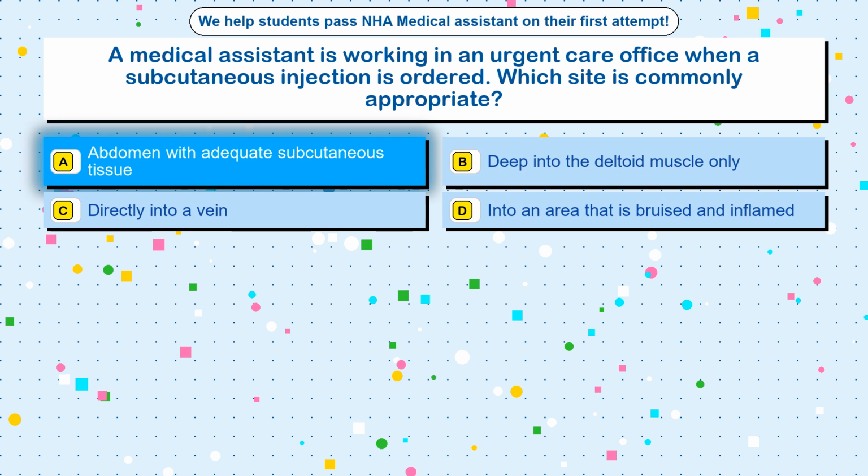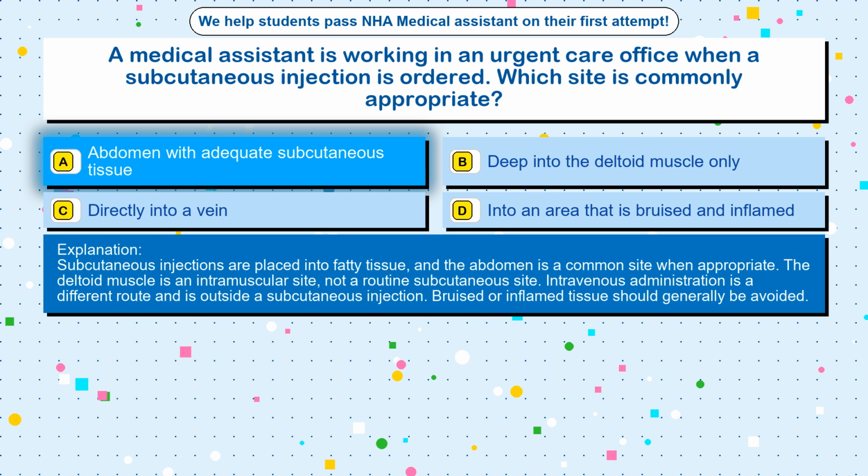Abdomen with adequate subcutaneous tissue. Subcutaneous injections are placed into fatty tissue, and the abdomen is a common site when appropriate. The deltoid muscle is an intramuscular site, not a routine subcutaneous site. Intravenous administration is a different route and is outside a subcutaneous injection. Bruised or inflamed tissue should generally be avoided.